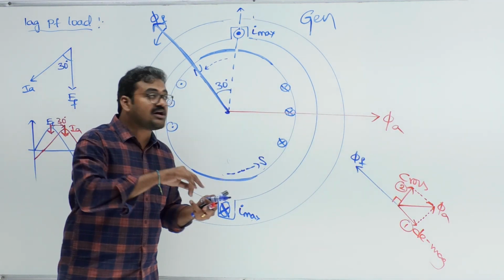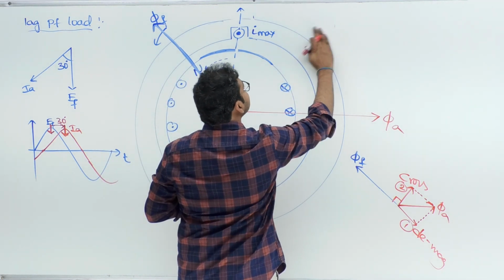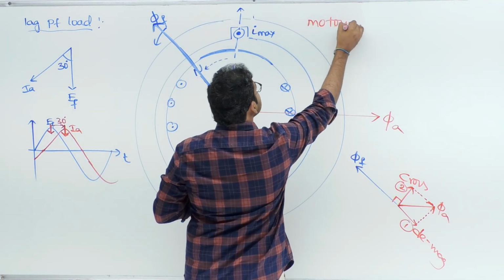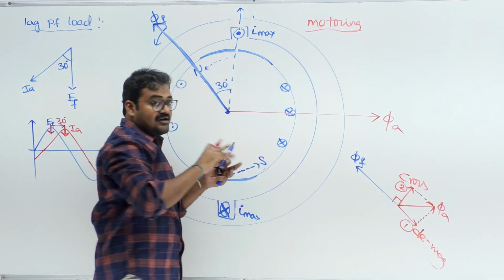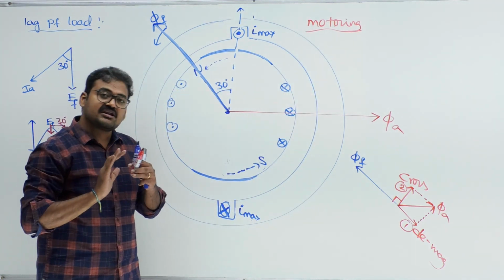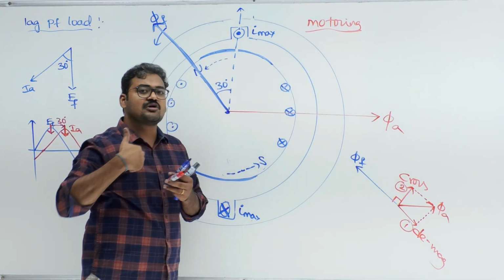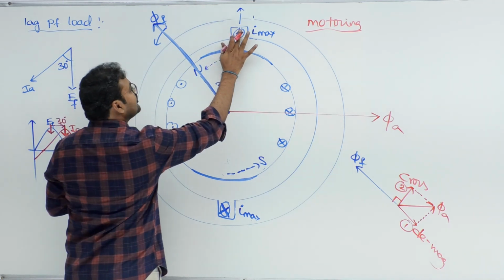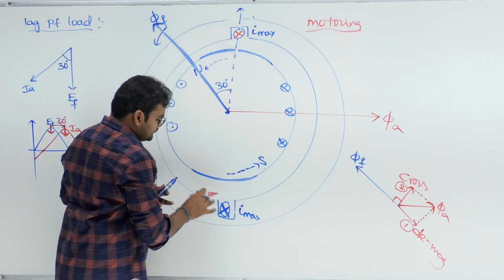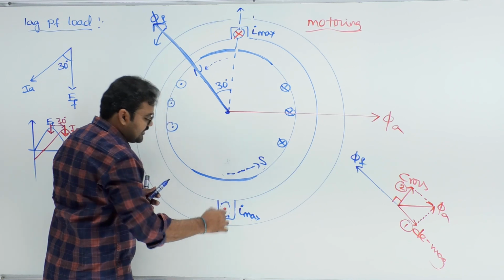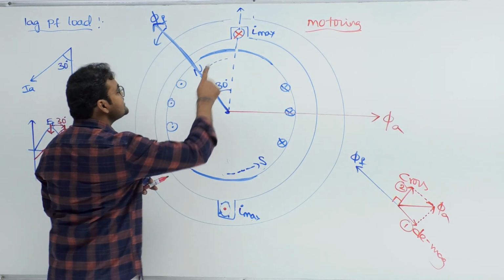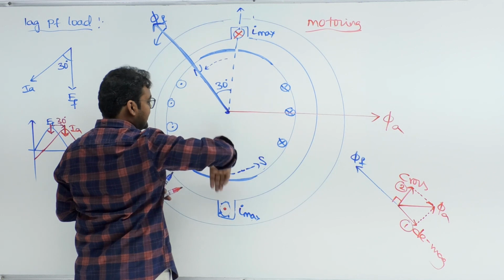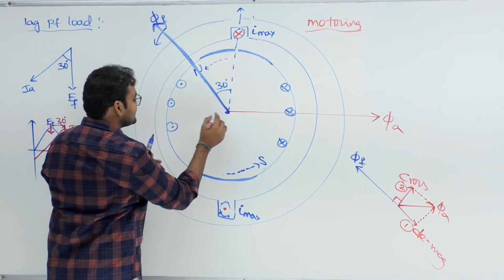Suppose if it is a motoring machine, what happens? Tell me. If it is a motoring machine, can I say armature current direction will reverse? Because a generator will generate current, a motor will absorb current. Therefore, this dot polarity becomes a cross, and the cross polarity becomes a dot. If this is a cross and this is a dot, can I say this will be the direction of armature flux?